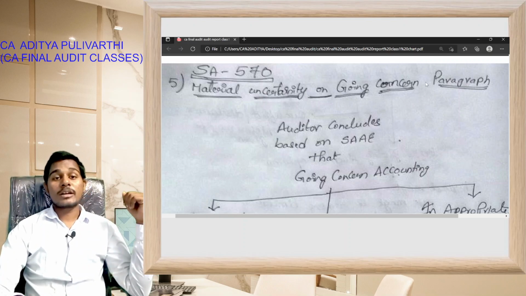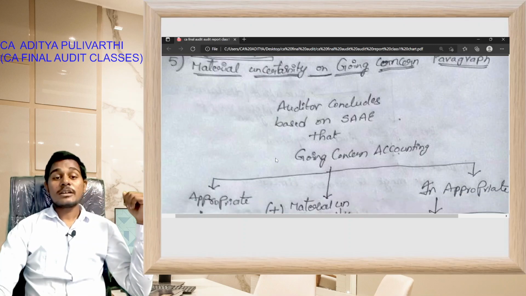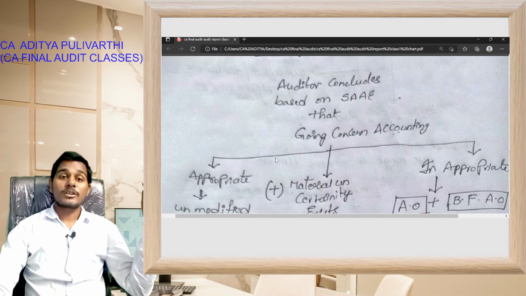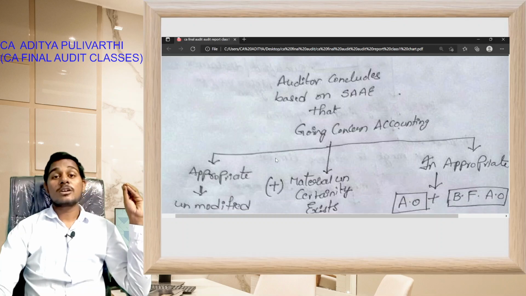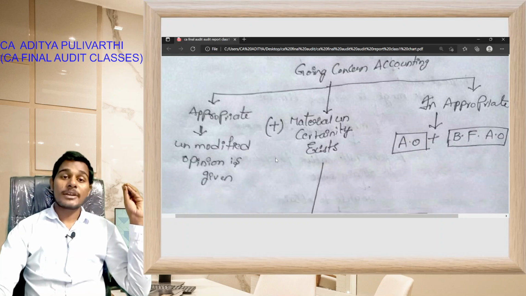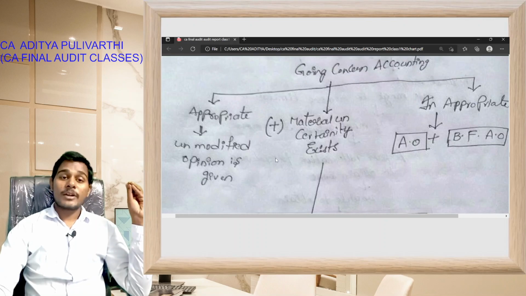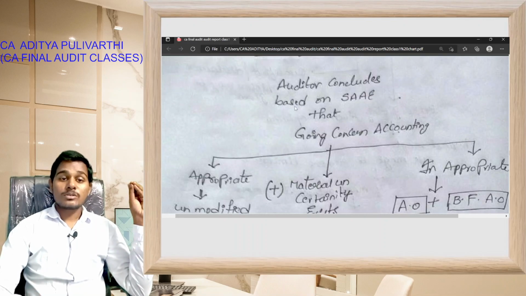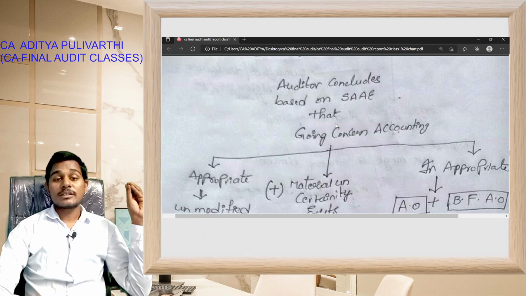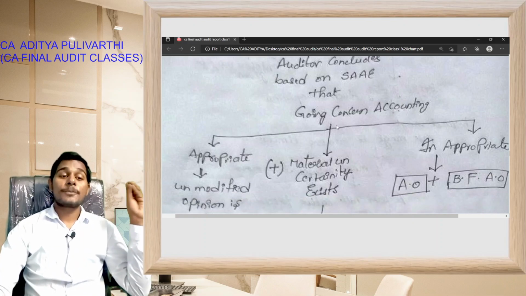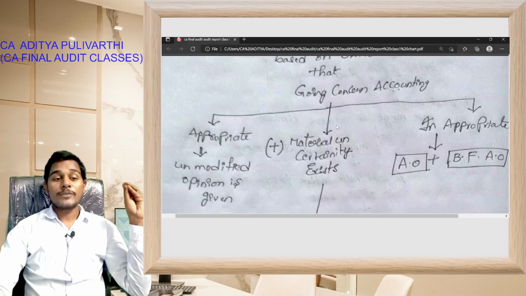The material uncertainty on going concern paragraph will be provided below the basis for opinion paragraph of the auditor's report. If the auditor concludes based on sufficient and appropriate audit evidence that going concern accounting is appropriate, then the auditor will issue an unmodified opinion. Students, if the auditor concludes based on sufficient appropriate audit evidence that going concern accounting is appropriate, then the auditor will issue an unqualified opinion.